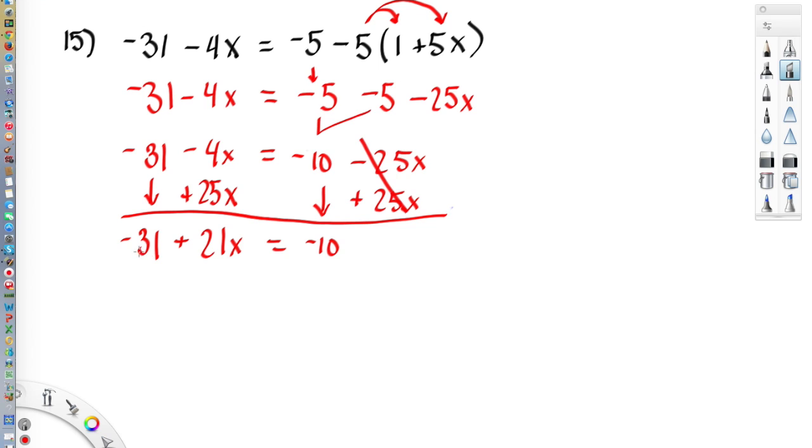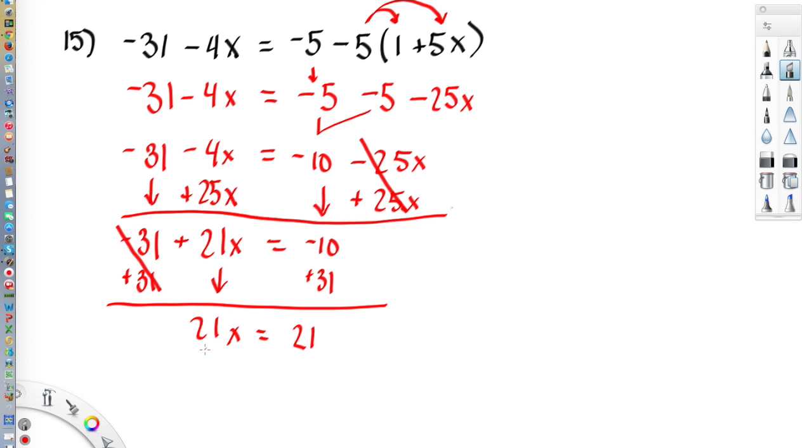Well, I first need to get rid of this negative 31. I do that by doing the inverse of it, which is plus 31. And what I do to one side, I will do to the other. They cancel each other out. I bring down my 21x is equal to a negative 10 plus 31, which is a positive 21. And I undo, okay, I've got 21x. I do the inverse operation of 21 times x, which is divide by 21. And what I do to one side, I do to the other. And I get x is equal to 1, because 21 divided by 21 is 1.